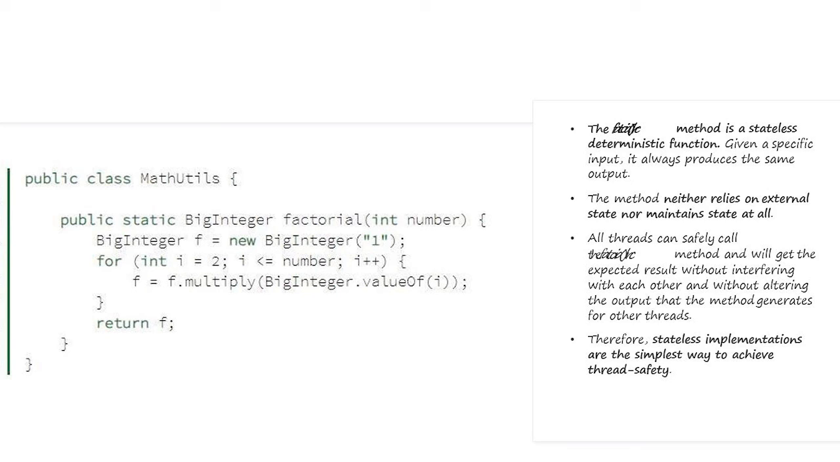So the factorial method is a stateless deterministic function. Given a specific input, it will always produce the same output. The method neither relies on external state nor maintains state at all. So all threads can safely call the factorial method and will get the expected result. So actually, stateless implementation is the simplest way to achieve thread safety.